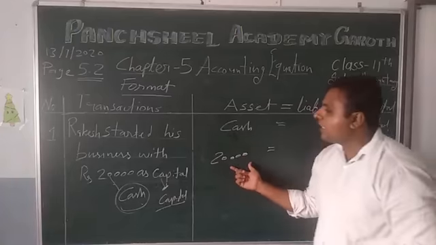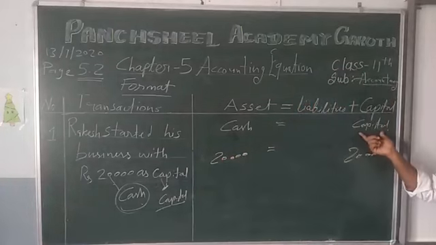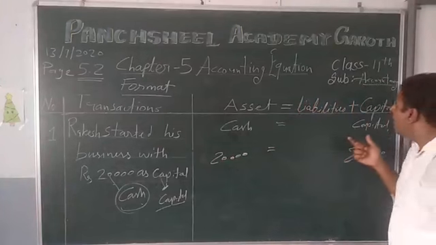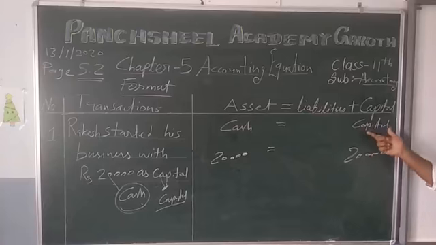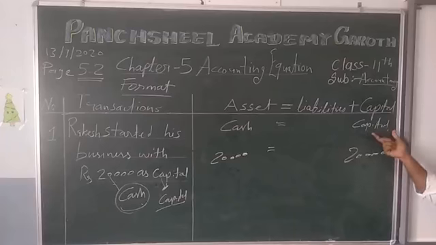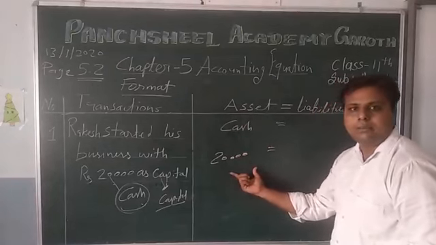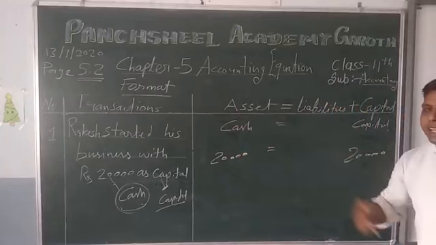Here the cash is increasing, the asset is increasing by 20,000. Here the capital is also 20,000, since he invested in the business. That means his capital is increased. Capital is a liability. The owner's capital is a liability of the business. It is 20,000 rupees increasing as capital. Here the liability increases, here the assets increase. Clear? Moving to the second transaction.